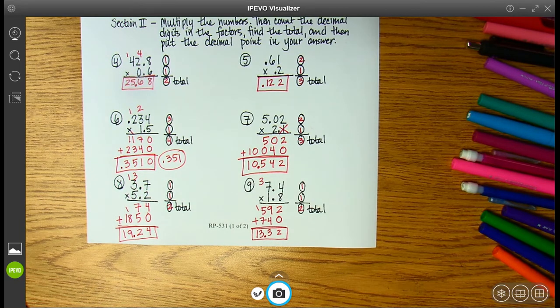You have now mastered multiplying with decimals. Congratulations, my little mathematicians. You're geniuses.